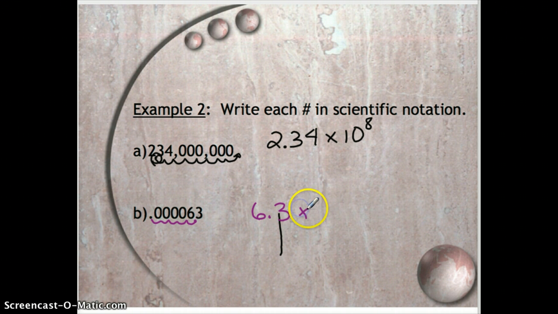But this time when I moved it 5 times, I did not make it a big number. I made it a tiny number, a small number. I moved it to the left. So it's times 10 to the negative 5th. So 6.3 times 10 to the negative 5th means 0.000063.